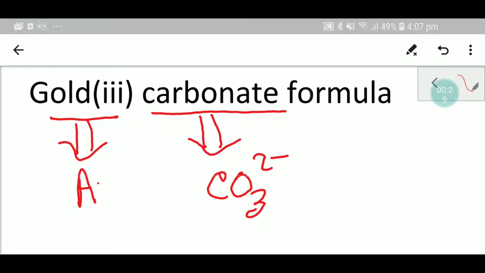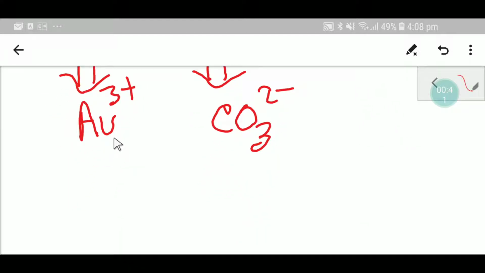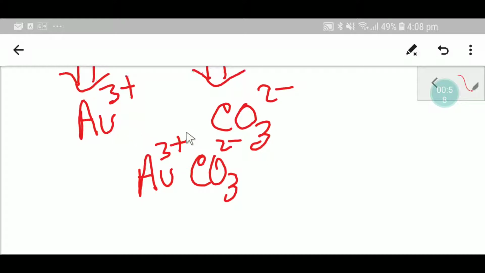Usually the symbol of gold is Au. And here the oxidation state of gold is 3 plus. This 3 means the oxidation state. And now you have to apply the crisscross method, or simply you can use your common sense to balance the positive and the negative charge. Right? So let me write the two ions side by side. Right?